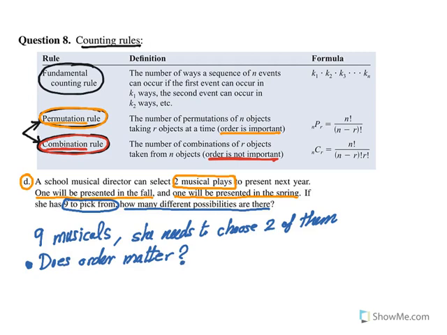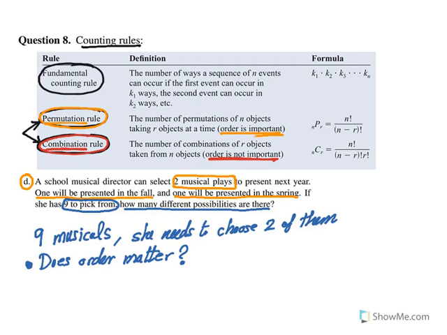The answer to this is you can think about it. Let's say that she picked 2 musicals. One of them you like and the other you don't like. So it will matter to you if it will be in the fall or the spring. Because if the one you like is in the spring, then you will not attend the fall but attend the spring. If the one you like is in the fall, then you will attend it in the fall but not attend the musical in the spring. So the order is important.